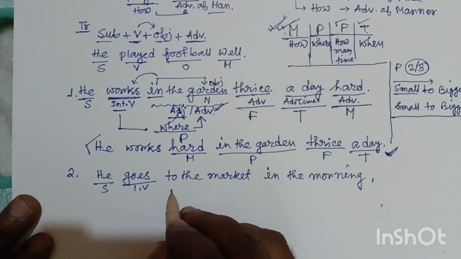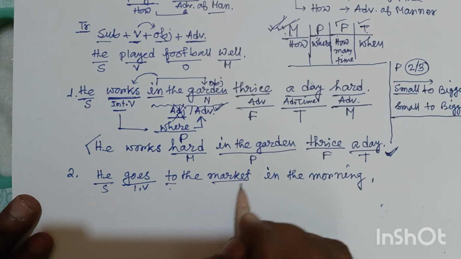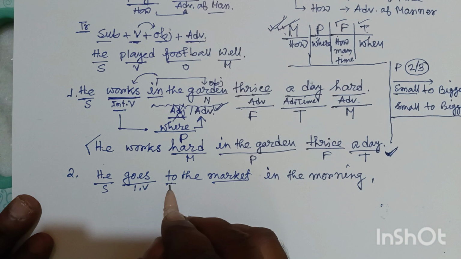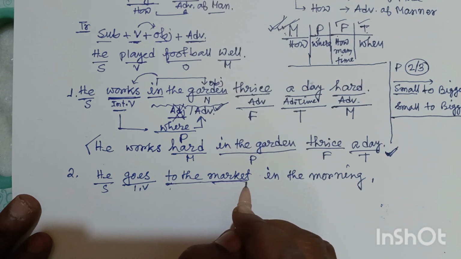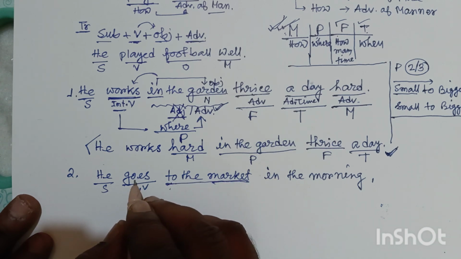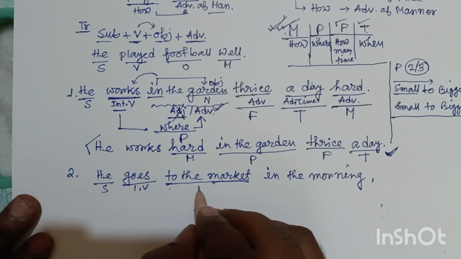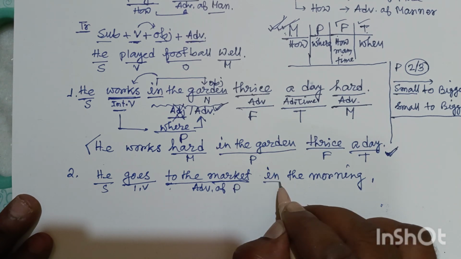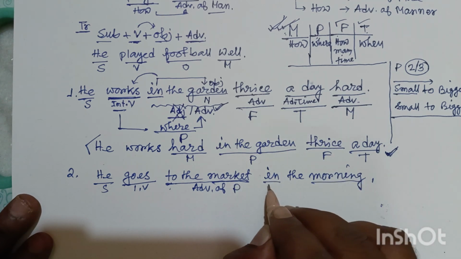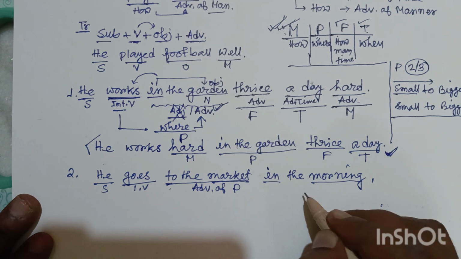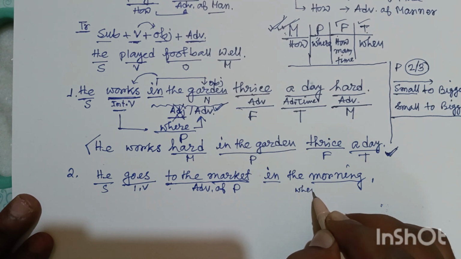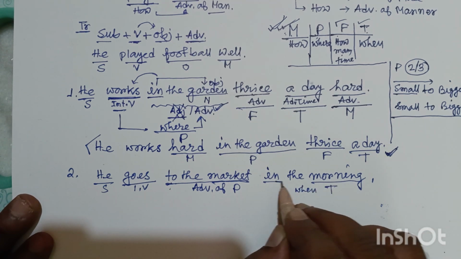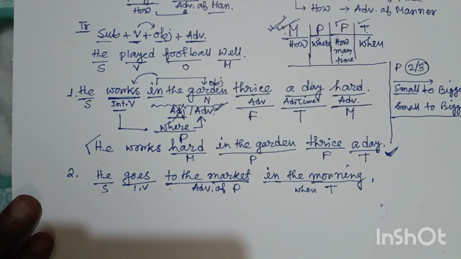Friends, look at this. To the market, "to" is a preposition. So market is the noun, that is the object of this preposition. So it's a prepositional phrase. And the answer of where, that means where he goes, to the market. So this is adverb of place. And "in" is a preposition, morning is a noun. So it's a prepositional phrase. Answer of when, that means adverb of time. So in the morning, that is adverb of time.